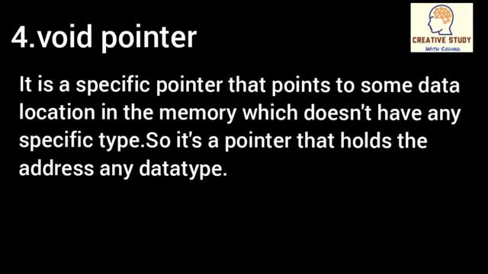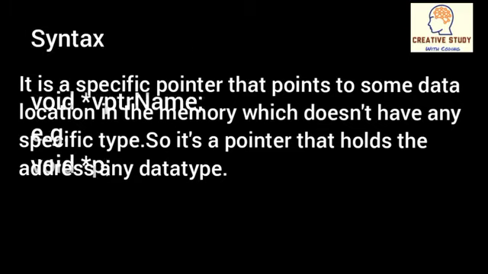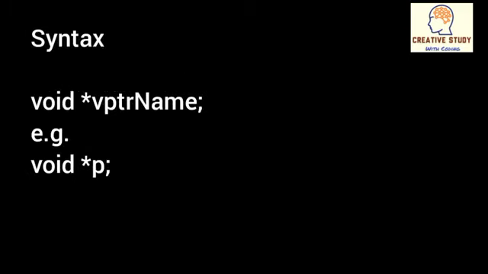It is a specific pointer that points to some data location in memory which doesn't have any specific type. So it is a pointer that holds the address of any data type variable, so it can point to any data type. If we assign address of integer data type, it points to integer variable. If we assign address of character data type, it points to char variable. If we assign address of float data type, it points to float variable. Let's see syntax of void pointer. Void asterisk void pointer name.